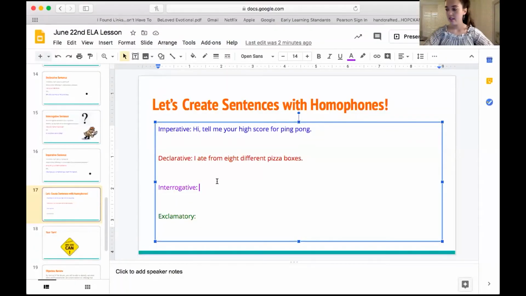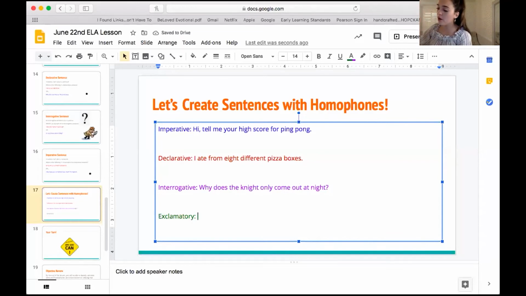So let's go ahead and type that into our presentation. Awesome. Perfect. Why does the night only come out at night? All right. And finally, we have an exclamatory sentence.